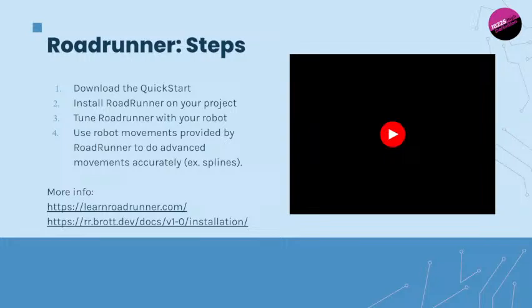And you can use those to do very accurate and advanced tasks, like splines, which are rotations and movements at the same time. And I'll be showing a video of a sample robot that used Roadrunner during a competition, during the autonomous phase.